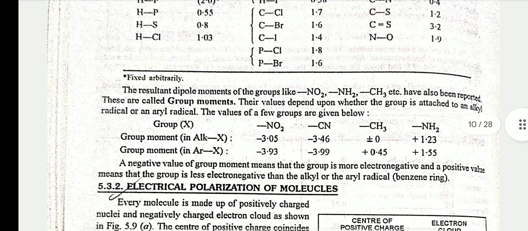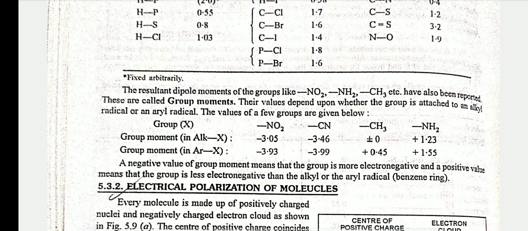The resultant dipole moments of groups like NO2, NH2, CH3 have also been reported. These are called group moments. Their values depend upon whether the group is attached to an alkyl radical or an aryl radical. The values of a few groups are given below.